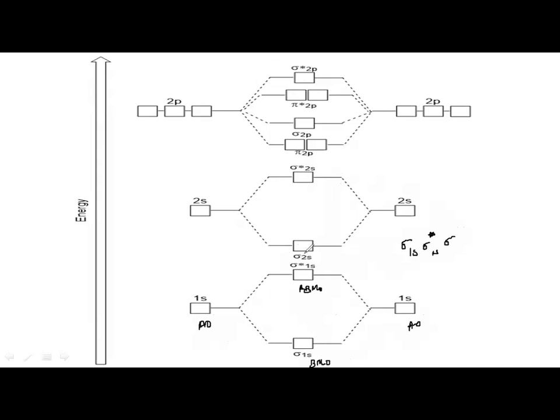Can you see here? Sigma 2s, then sigma star 2s. Then pi 2px, pi 2py. These two, pi 2px and pi 2py, both have the same energy, so I've written them one beside each other. Then comes sigma 2pz. So this is x, this is y, and this is z. Above that are pi star 2px, pi star 2py, and then comes sigma star 2pz. So this is in the order of increasing energy. Can you see here? Yes.